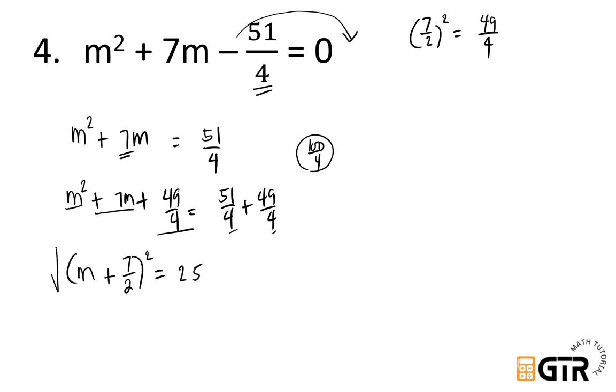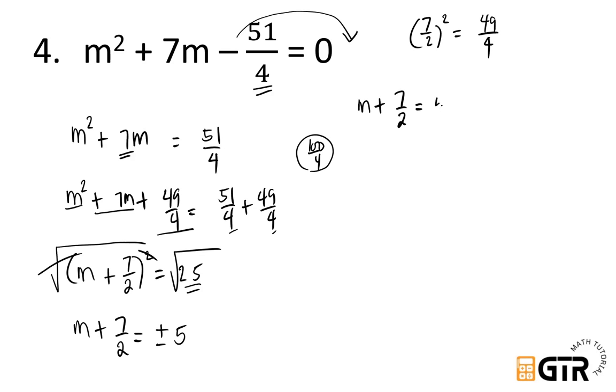And then next, kunin natin ang square root ng both sides. So, eksakto ang sagot natin since perfect square ito. So, cancel the square and the square root. So, we have m plus 7 over 2 is equal to square root of 25. So, we have plus or minus 5. So, therefore, we have two solutions. So, m plus 7 over 2 equals positive 5 and the other is m plus 7 over 2 equals negative 5.